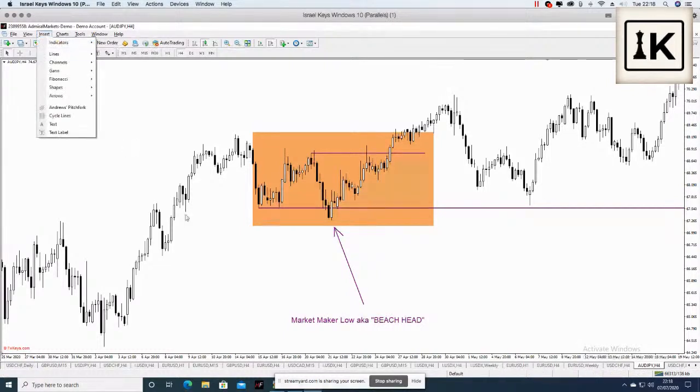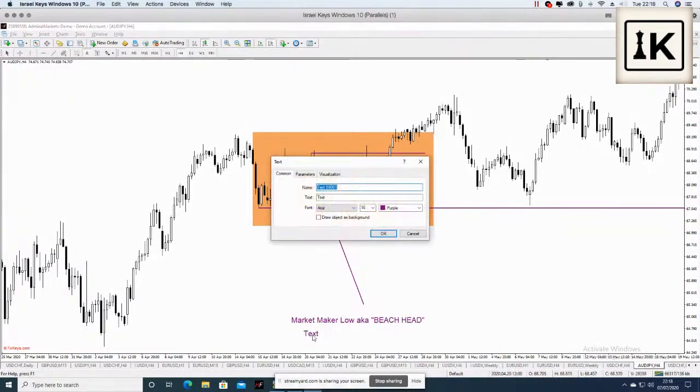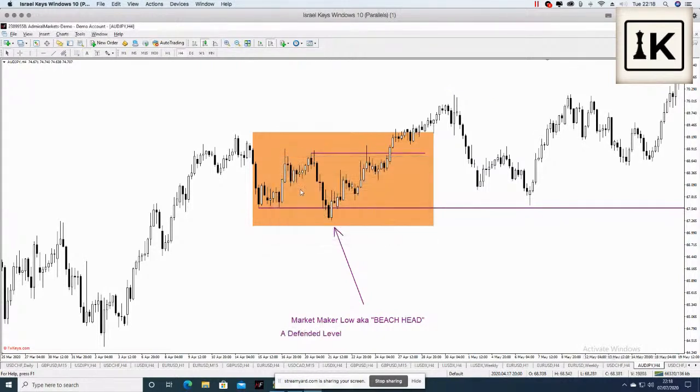So you hear me talk about a high or low being, or a level, being defended. If you can spot a defended level on a chart, then you can trust your trades at that level. This here means a market maker engineered this move. They are not going to give up that level without a fight, right? They're not giving up that level without a fight.